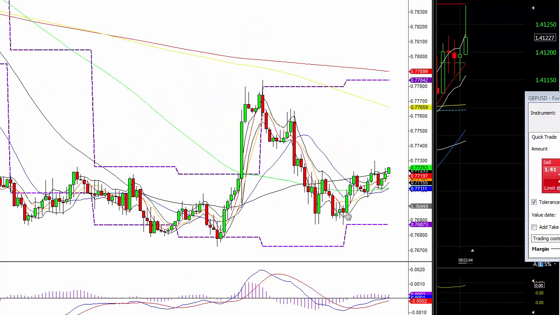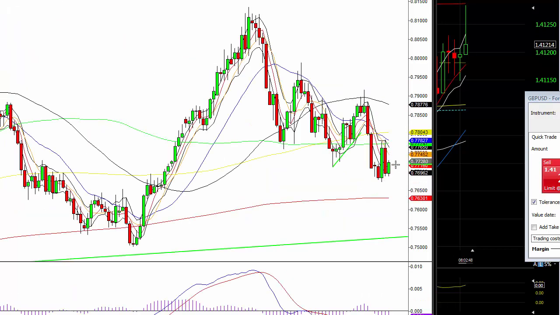If it is going to come up, let's have a look. Is that feasible? Looking at the daily chart, 77.60 odd. Well, it'd be right way back up here, but yeah, it's feasible. It could do it.